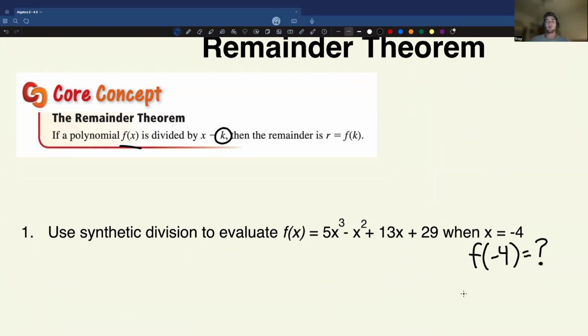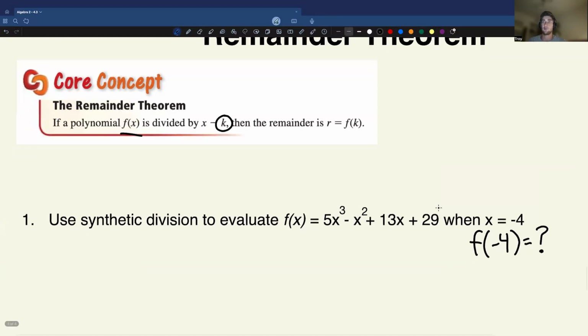And we might say, well, that's easy. We just plug in negative 4 for x. And that's true, and that's what you can do to verify this. But these problems are about using the remainder theorem and understanding it. So here we're going to find f of -4 in a different way other than just plugging it into our original function. And that's going to be the remainder theorem.